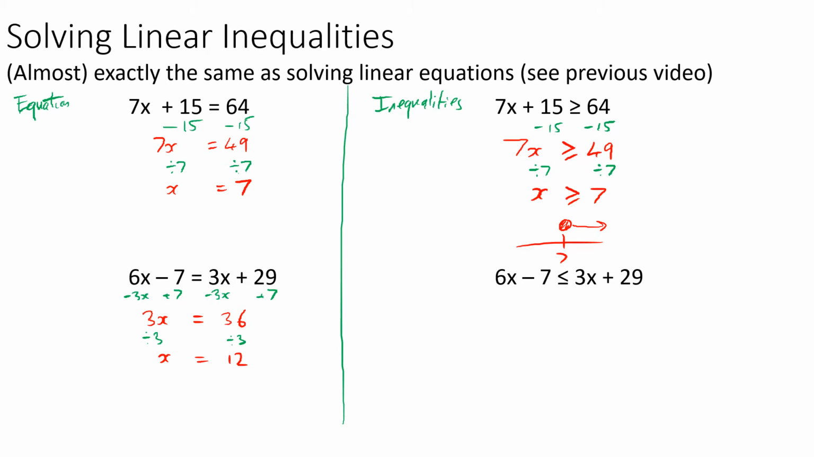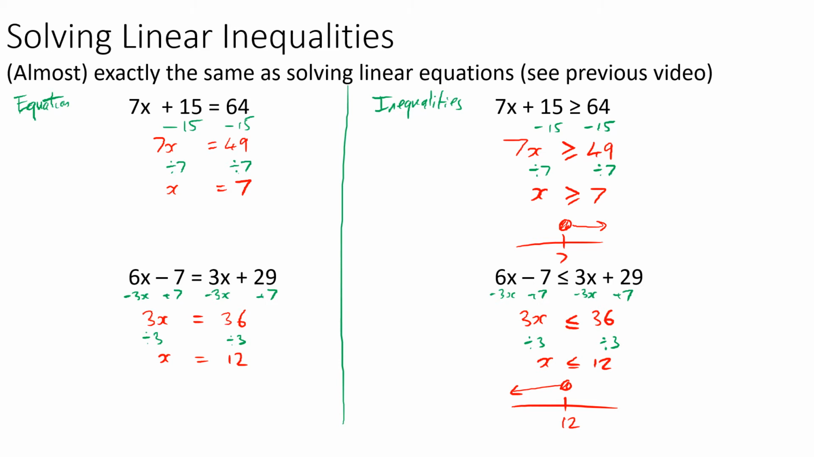Cool. What's different if we do it as an inequality? Practically nothing. We are going to subtract 3x from both sides. We're going to add 7 to both sides, and we're going to end up with 3x is less than or equal to 36. What we're going to do then, we're going to divide by 3. We're going to end up with x is less than or equal to 12, which we could again draw if we wanted to. So what's different? Well, just the sign is different. If it had a greater than or equal to symbol at the start, your answer should have that as well.